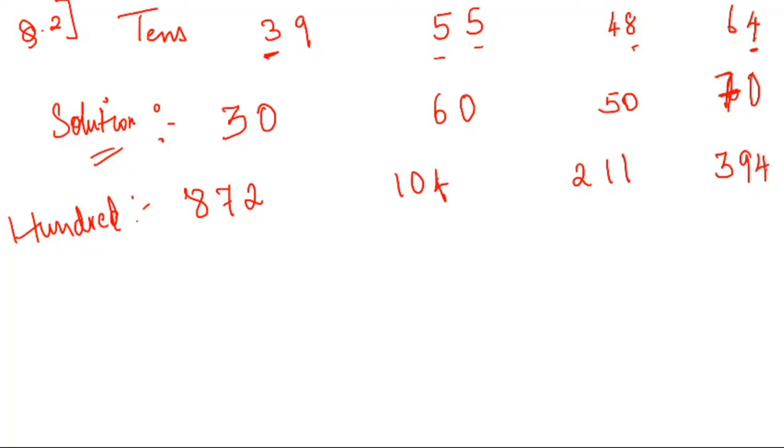Solution. At the place of hundreds, 872. So 8 is greater than 5. So we will add 1. So it will become 8 plus 1, 9, and the other two numbers will become 0, 0. It will be 900. Next is 104. 1 is less than 5. So we will add 0. 1 plus 0 will be 1. The other two numbers will become 0, 0.